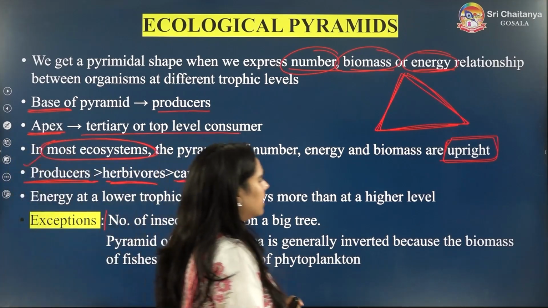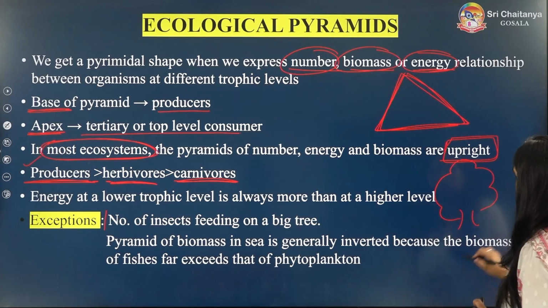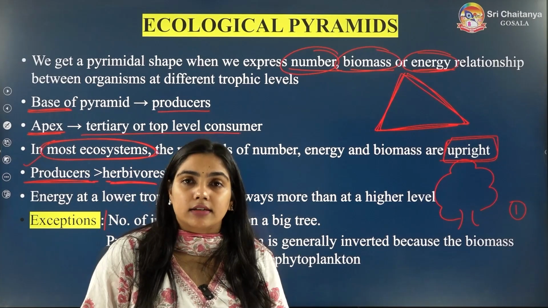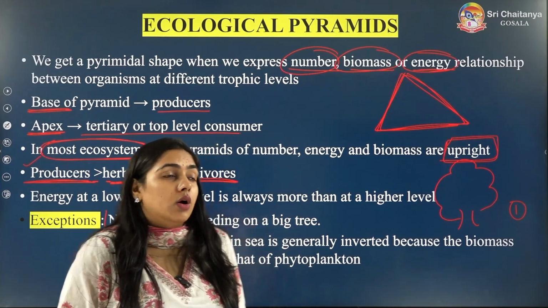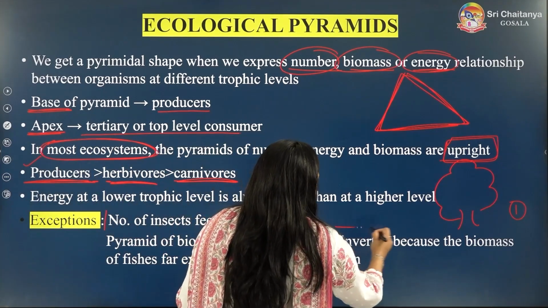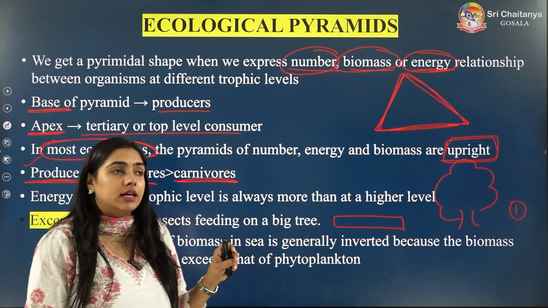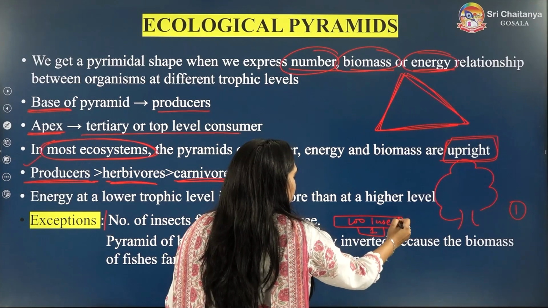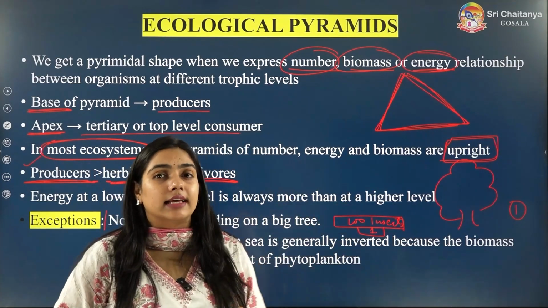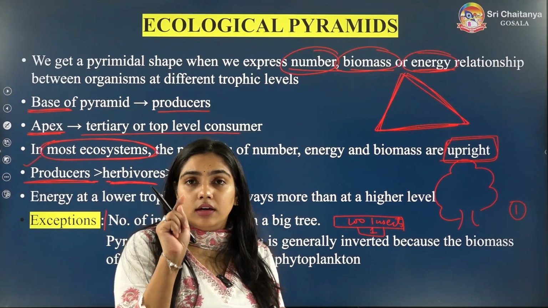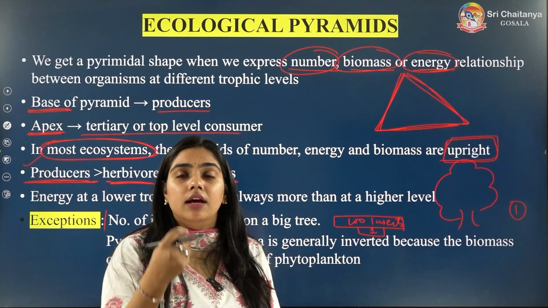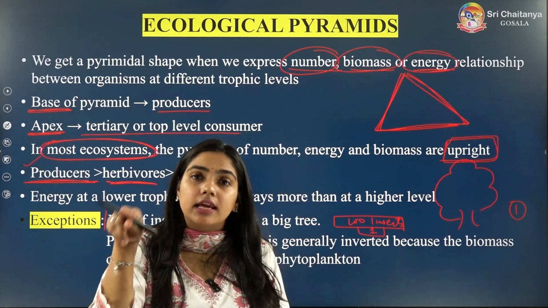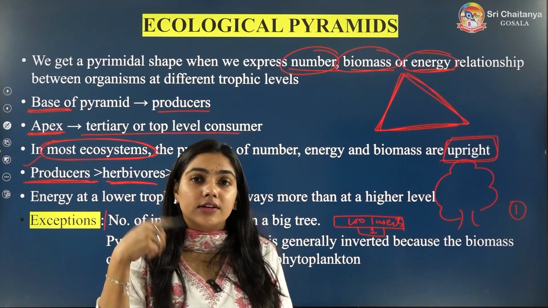If we say there is a tree, the number of the tree is one only. There is a big tree, but in that big tree there are so many insects. Let us say 100 or 200 insects are there. So here our pyramid of number is going to be inverted. One tree, 100 insects, isn't it? So it is not upright now. That is the exception. If they are asking a question from the example of a one tree ecosystem, the pyramid for the tree ecosystem will not be upright, right? It will be inverted.